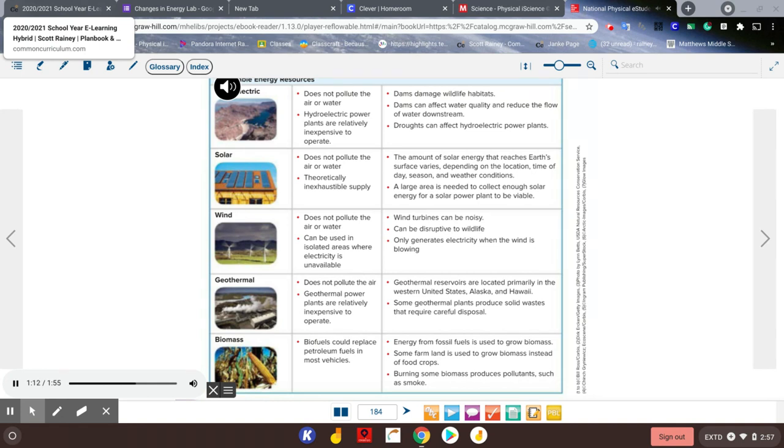Geothermal. Advantages: does not pollute the air. Geothermal power plants are relatively inexpensive to operate. Disadvantages: geothermal reservoirs are located primarily in the western United States, Alaska, and Hawaii. Some geothermal plants produce solid wastes that require careful disposal.